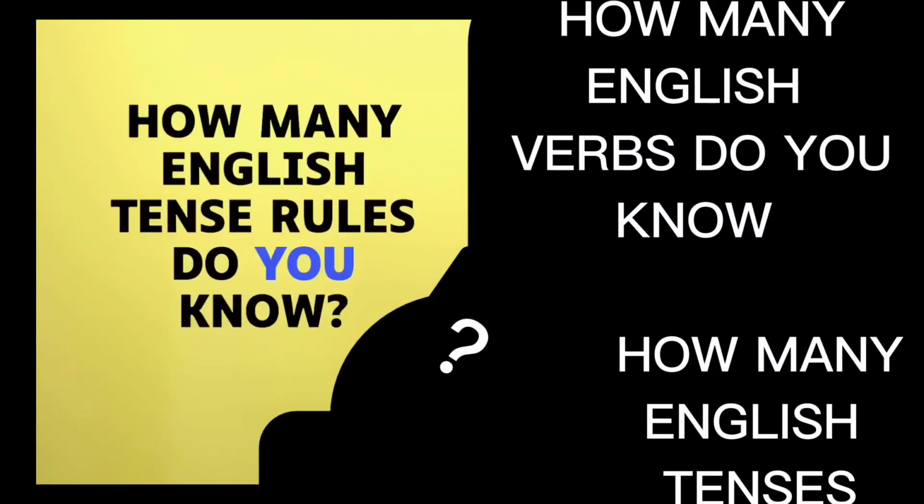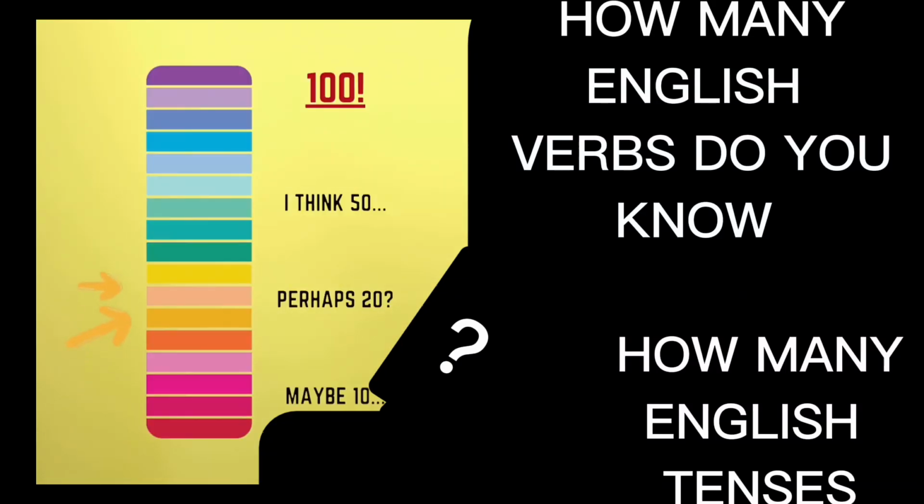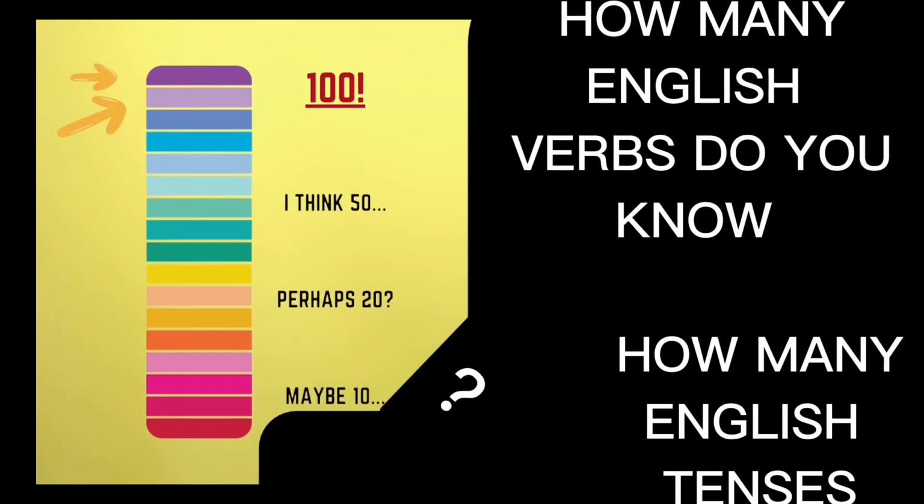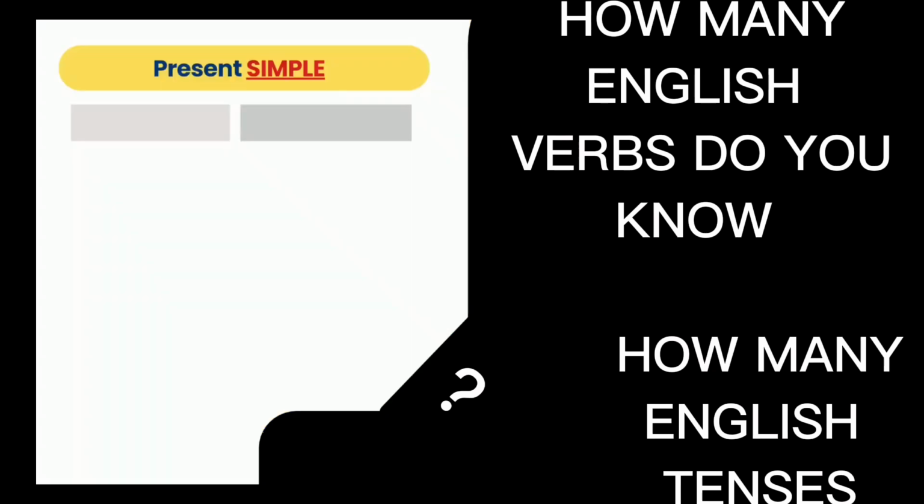How many English tense rules do you know? 10, 20, 50? If you know the 100 tense rules in this video, your English is incredible. We're going to start with the basic rules, go through them quickly, and then look at the advanced English grammar rules for English tenses. Let's start with the present simple and the basic uses.